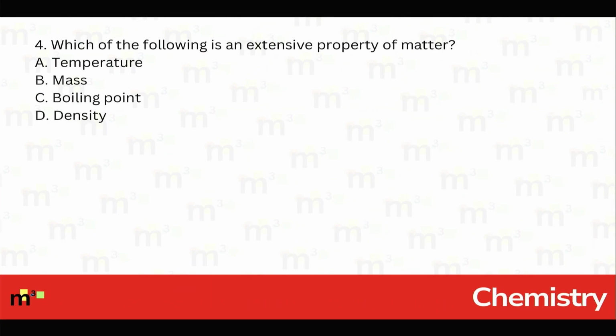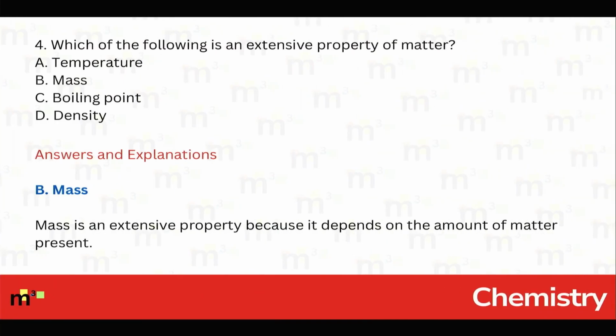Next, number 4. Which of the following is an extensive property of matter? A. Temperature, B. Mass, C. Boiling point, or D. Density? The answer here is B. Mass. Mass is an extensive property, meaning it varies with the quantity of matter. Measured in grams or kilograms, it reflects the amount of matter in an object.